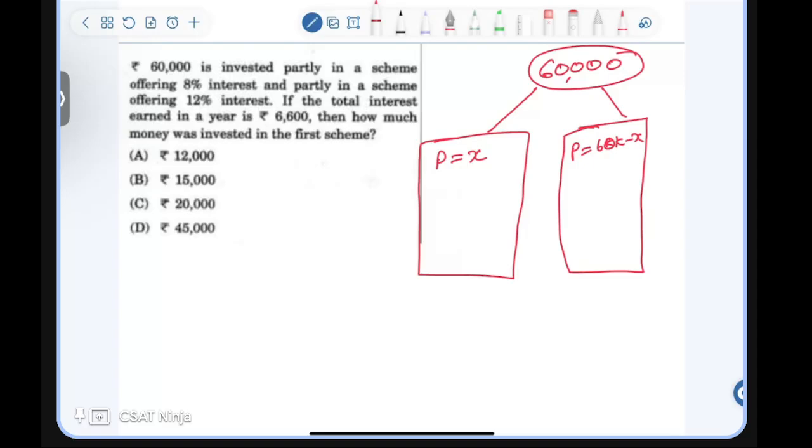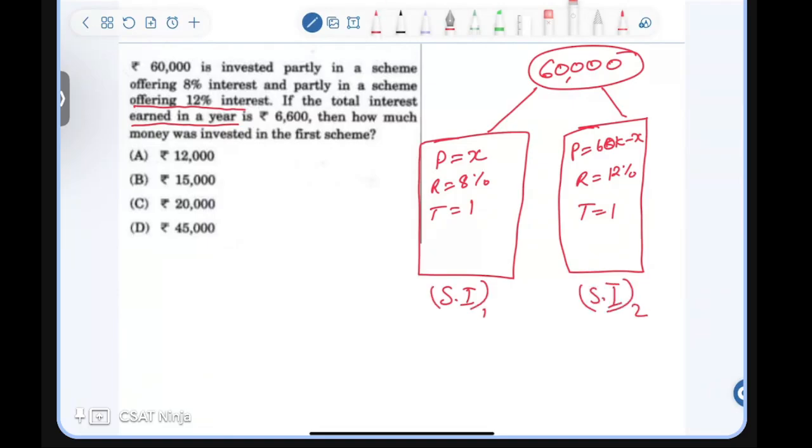And in the first scheme, the rate of interest is how much? 8%. And how long? Total interest earned in a year. That means time is 1 year. And same thing here, the rate of interest is 12%, and time is also 1 year. But one thing to remember is, let me assume this is the simple interest of the first one and the simple interest of the second one.